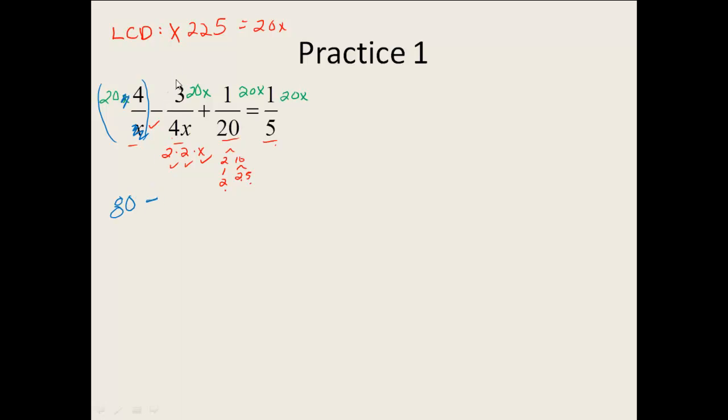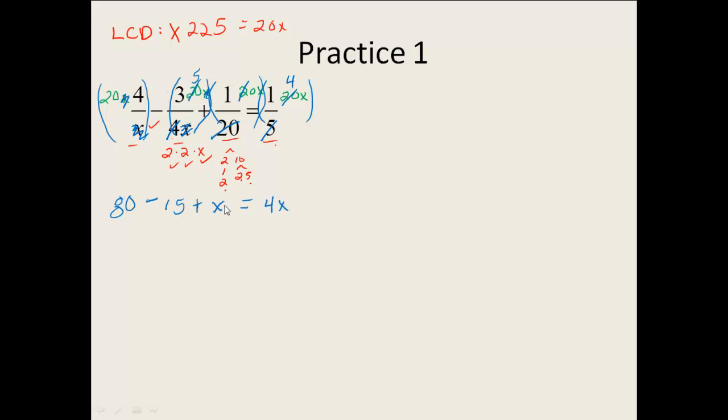Then I have a minus sign, and in my second set here, 20x times 3 over 4x, well, my 4 and my 20 will reduce to a 5 and a 1. My x and my x will reduce, so I'm just left with a 15. And my next term, I have a plus sign there. When I multiply, my 20s are going to cancel out, and I'm just going to be left with 1x. And on the other side of my equal sign, when I multiply, the 5 and the 20 will reduce down to a 4 and a 1. So I am left with 4x.